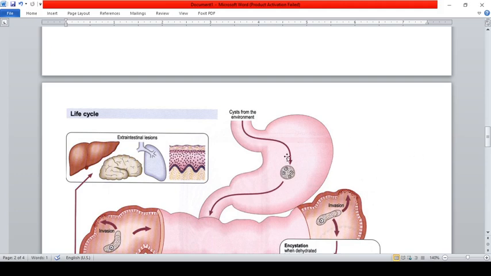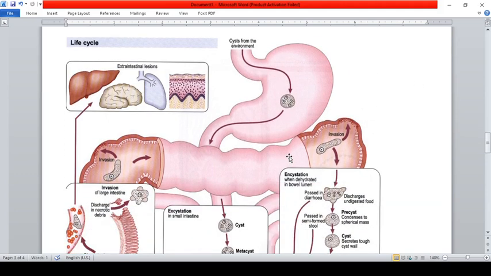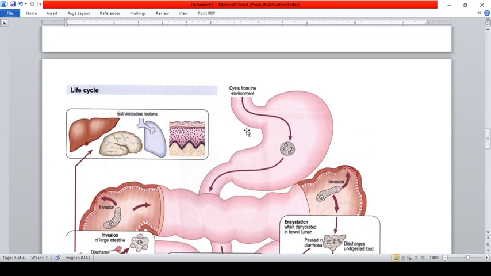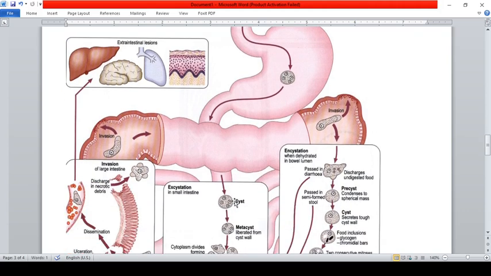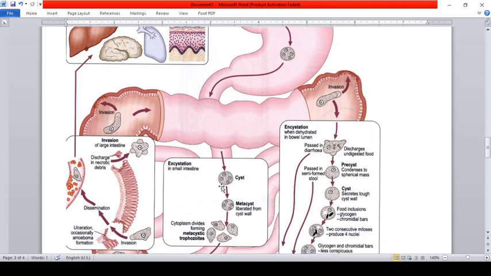Okay, so we have here the life cycle of Entamoeba histolytica. Again, guys, the infective stage is the cyst stage. The cyst from the environment is ingested, and what will it do? Will it encyst or excyst? It will excyst. It will become a trophozoite. Excystation occurs in the small intestine, wherein your cyst, take note, has four nuclei. Therefore, after excystation, it can produce four trophozoites.